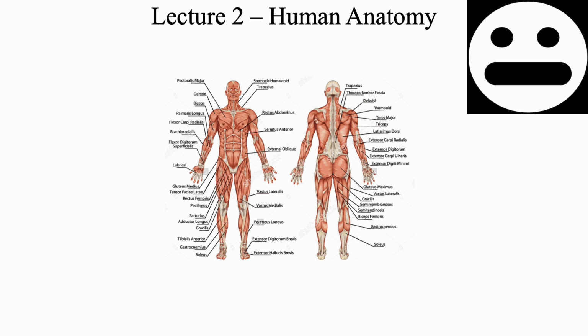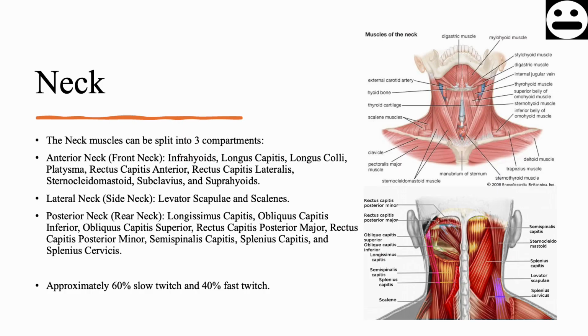In this lecture 2, we will be covering human anatomy and all the muscles I believe you should train to achieve some strength in the muscles and an aesthetic body. We are starting off with the neck.